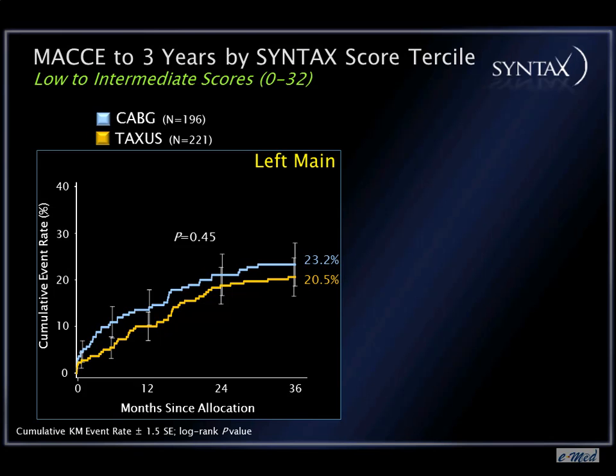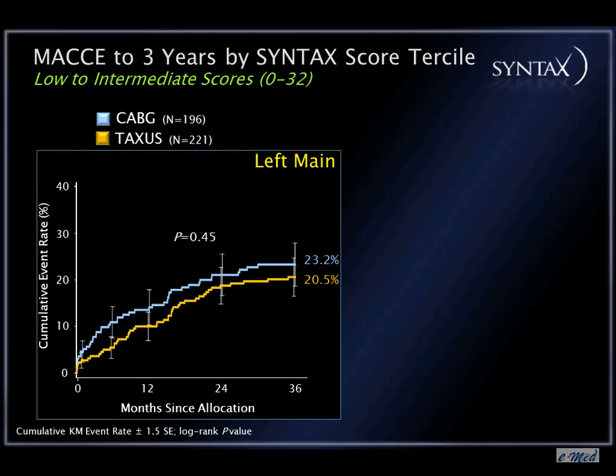I said it was more difficult in those situations because here, from the combined endpoint, we seem to have equipoise. These are patients with left main disease from the syntax score. The two curves run superimposed at 3 years, confirmed at 4 years. And it looks like going one way or the other doesn't make any difference.